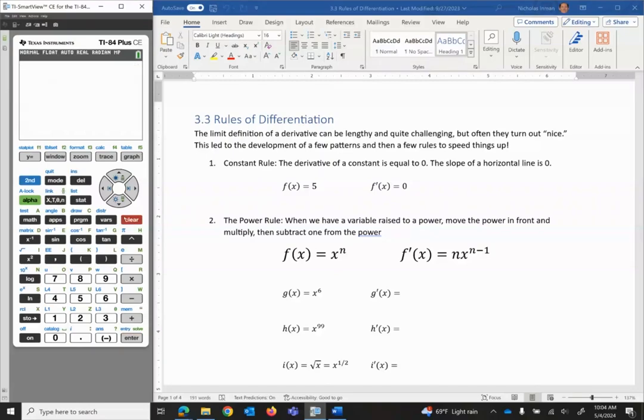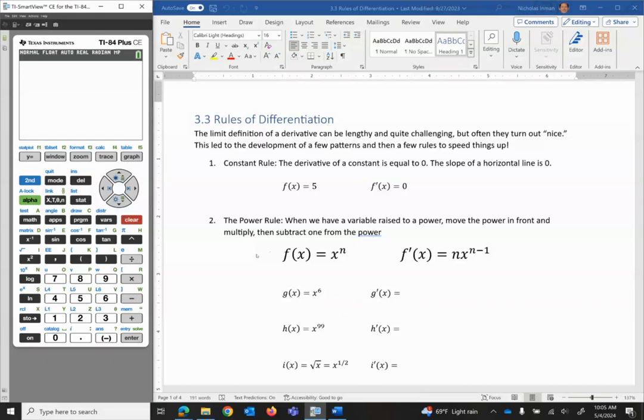All right, the rules of derivatives, chapter 3.3. Doing the limit definitions of derivatives was pretty miserable. It is a lot of algebra. It is pretty tough. It is definitely not something that we enjoy doing. We have to do those limits. We have to either use a table or all that algebra to figure them out. It gets messy. It gets hard.